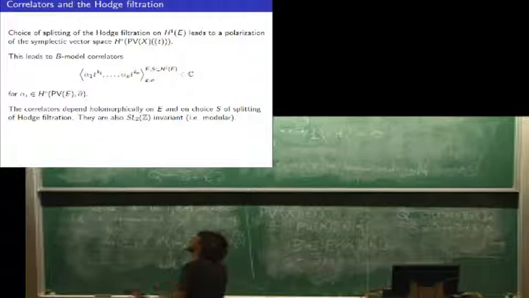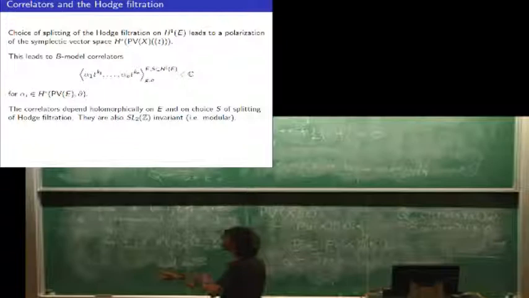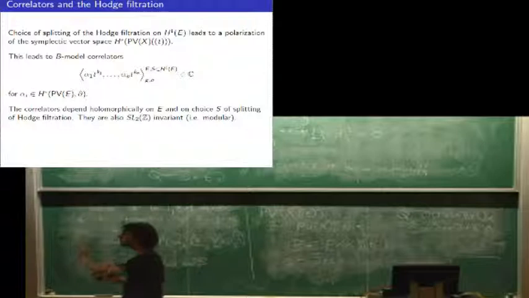Okay, these are nice. They depend as nicely as possible, as you could ask for, on the elliptic curve and on S, holomorphically on E, holomorphically on S as well, and SL2Z invariant. And in addition, if I change S, these guys change in some controlled way because there's some Bogoliubov transformation which controls the change.